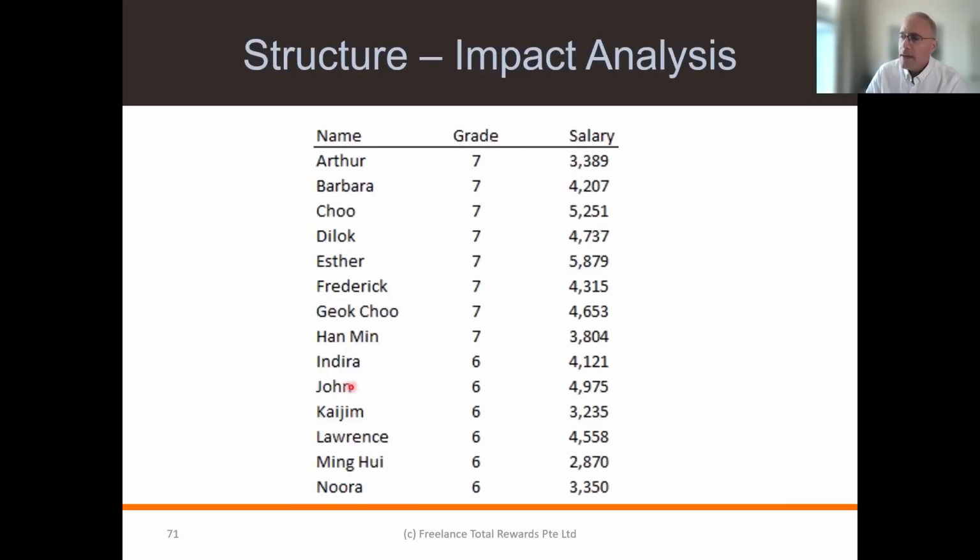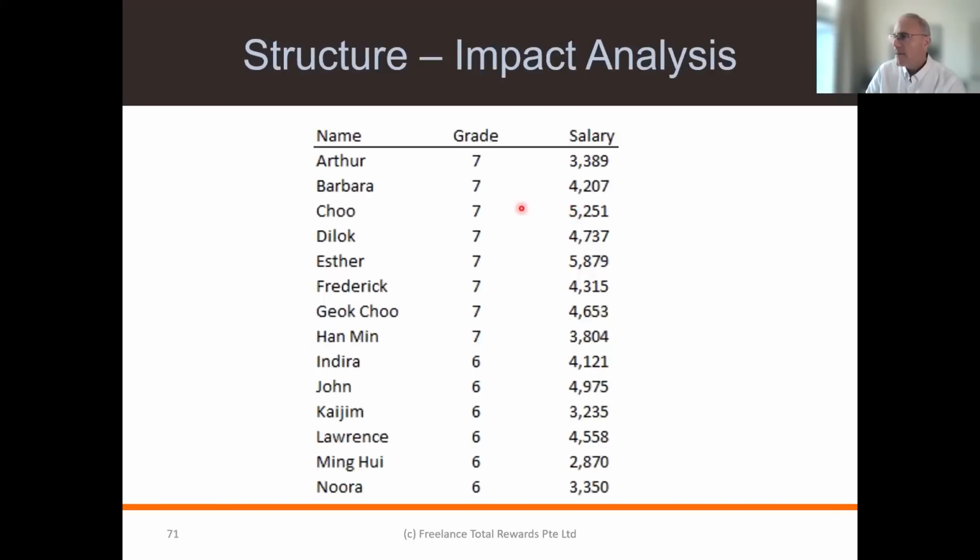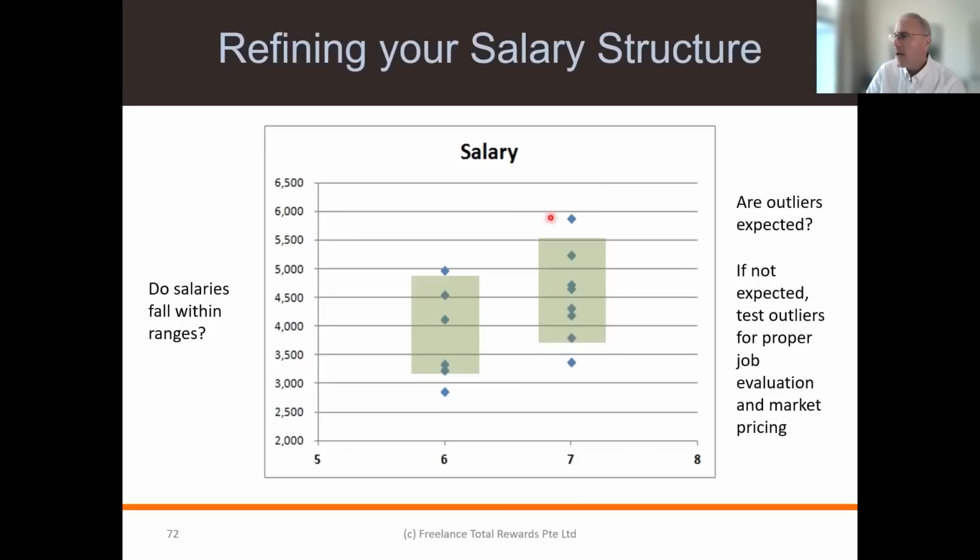Okay, so we can then look at data like this and start to form opinions and do some modeling, and we develop our structures, and we say, who's the outlier here? Grade 7 paid almost at 6,000. That must be Esther, paid 5,878. Why is Esther so high?